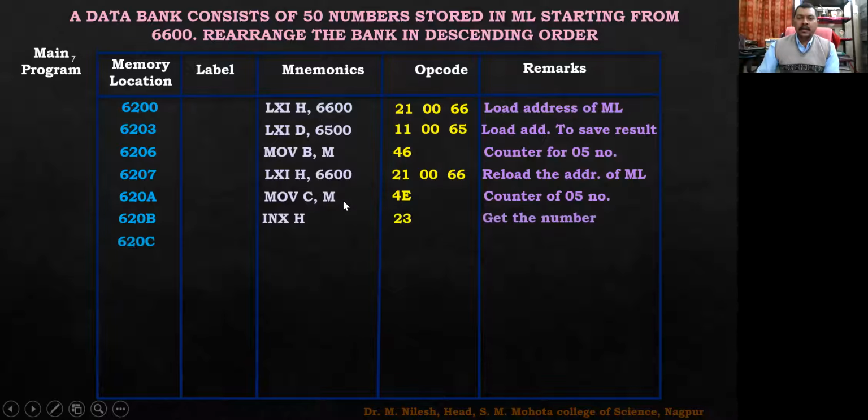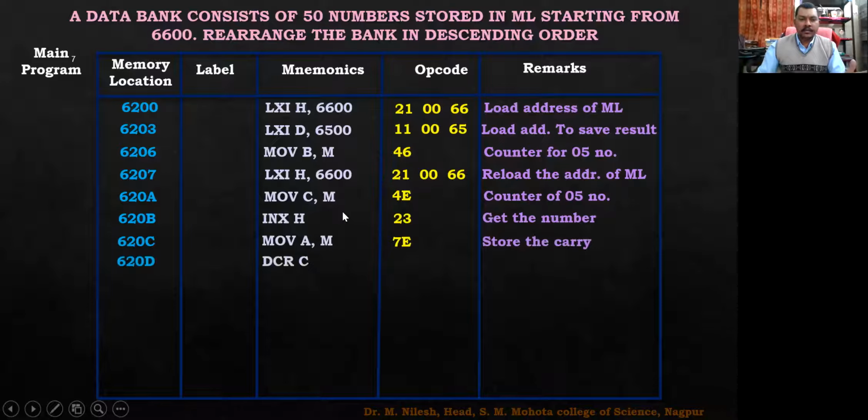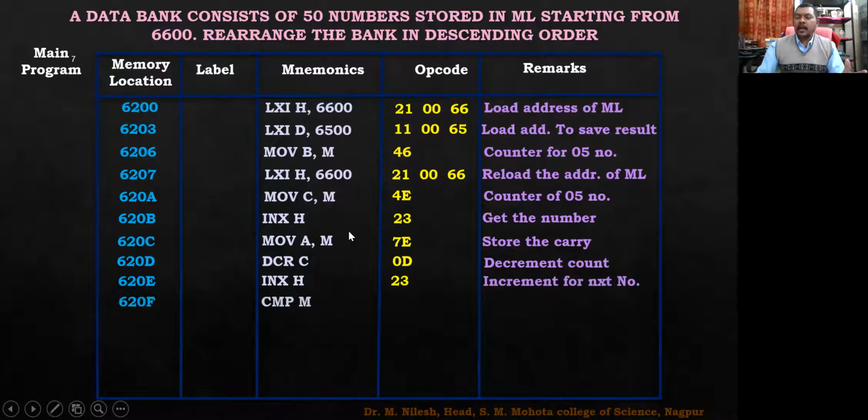So the first number, and now we'll be putting that number in register A, right? This is the first number which is supposed to come in register A, because we need to compare. So yes, we have taken that number. Now again we'll have to decrement the count, DCR C, so 0D. Then INX H, and then we'll be comparing it. Compare M means compare the content of the memory location, the second number, with the first number that we have placed in the accumulator, right?